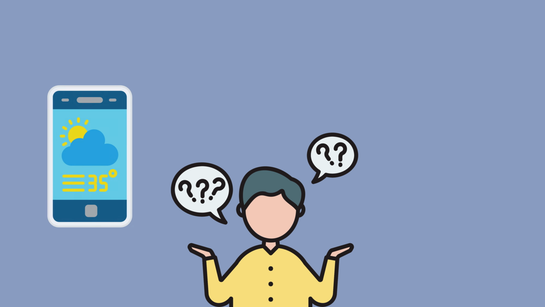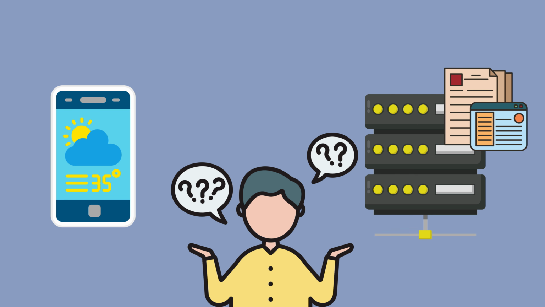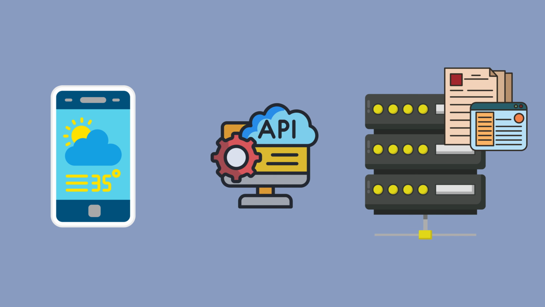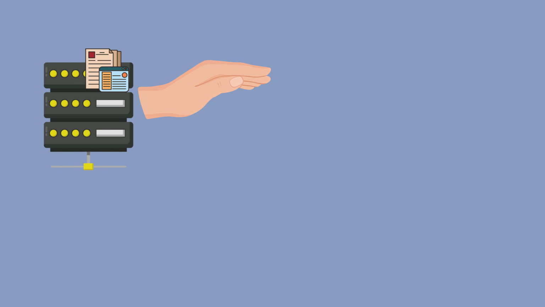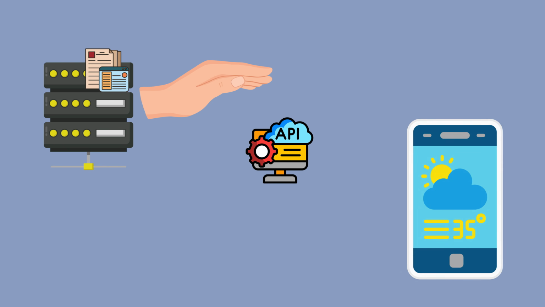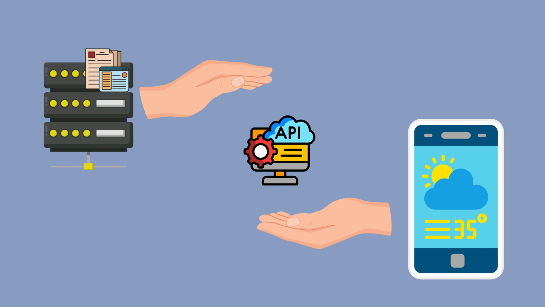So somehow your app has to ask the weather server. That's where the API comes into the picture. The weather server provides the API and the weather app consumes that API.